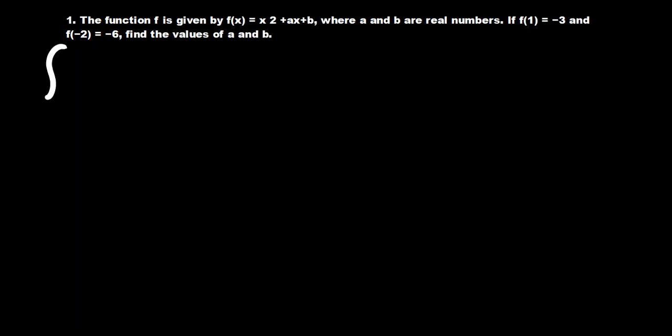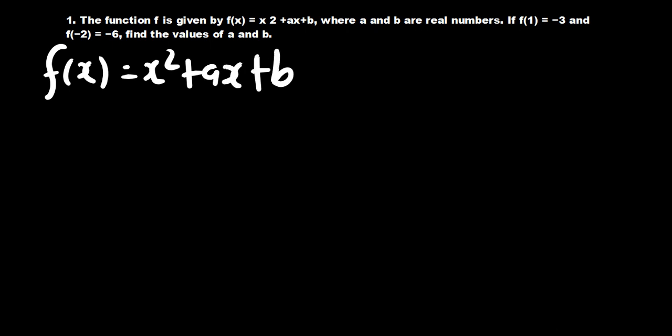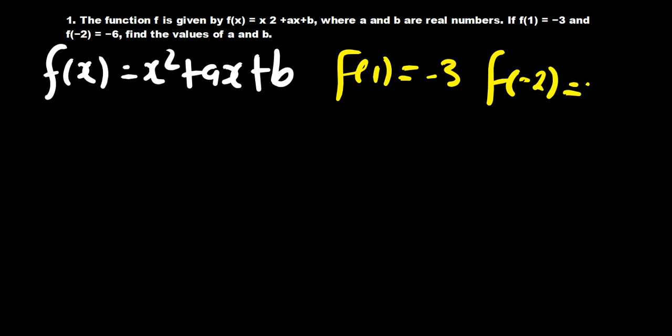So we are saying the function f of x is equal to x squared plus ax plus b. Then we're saying f of 1 is equal to negative 3, then f of negative 2 is equal to negative 6. Then we're told to find the values of a and b. So let's start with the first condition, f of 1.